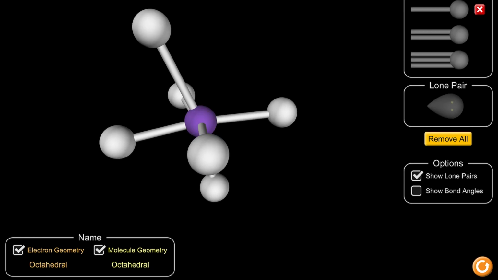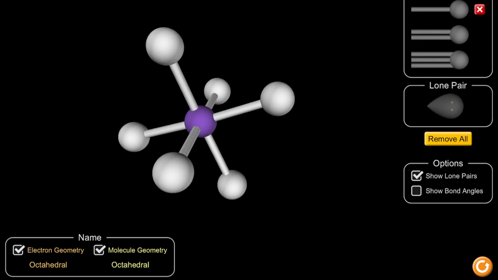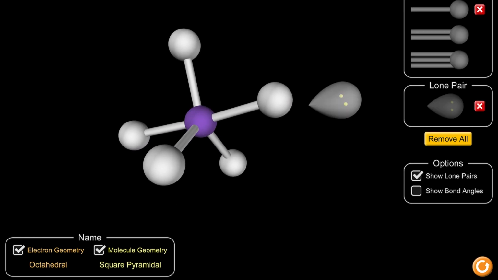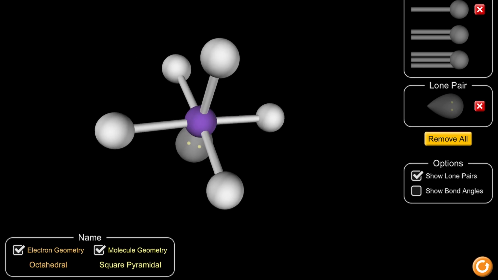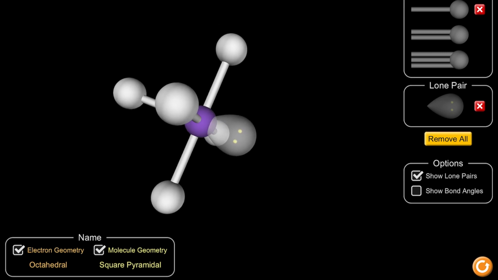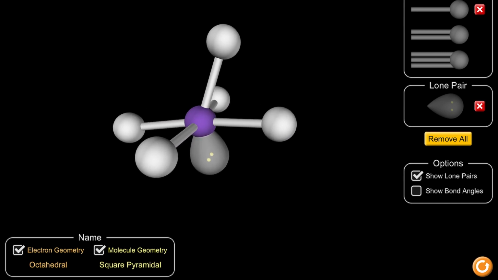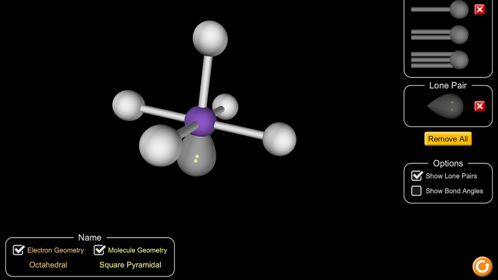So you can add up until the maximum we have learned, which is 6. Or you can remove and add your lone pair. For this case we have 5 bonding pairs and one lone pair, so the electron geometry is octahedral and the molecular geometry is square pyramidal.